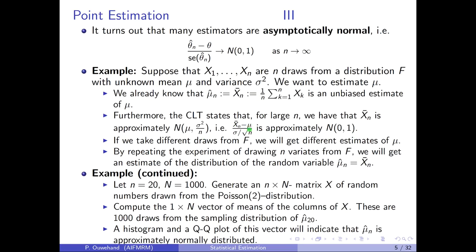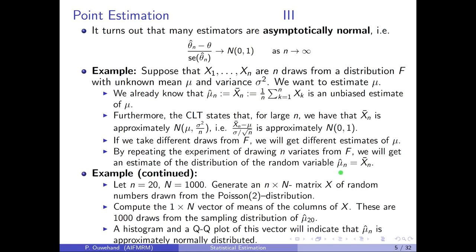All we've done over here is we've subtracted the mean of the random variable x bar n and divided it through by its standard deviation, in other words, the square root of its variance. If we take different draws from f, we will get different estimates of mu. In other words, a different sample will give us a different estimate. Remember that the estimator is a random variable. So by repeating the experiment of drawing n variates from f, we will get an estimate of the distribution of the random variable mu hat n.